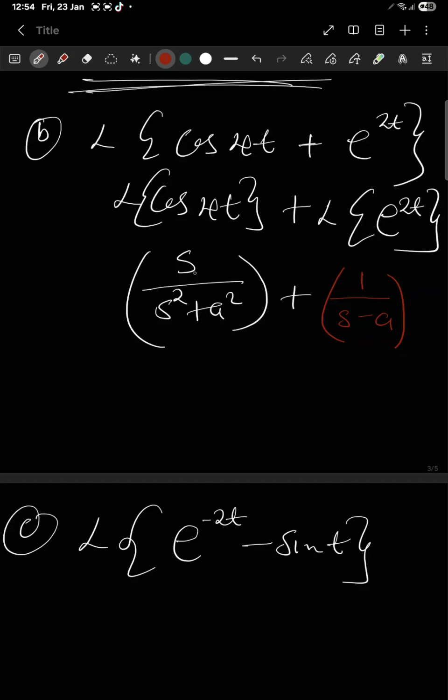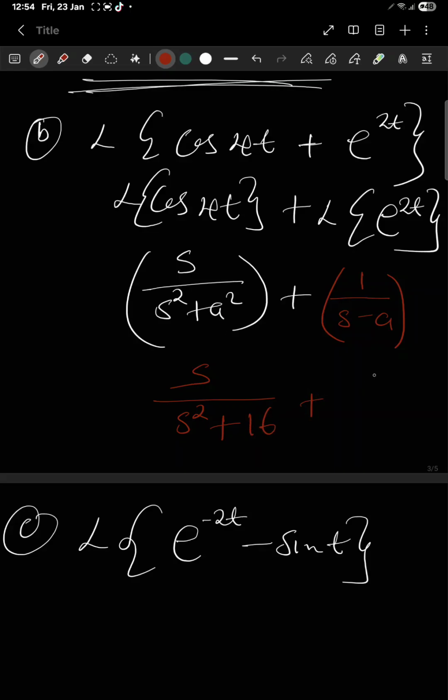So what is s? S in this case is never replaced, so you just leave it the way it is. That is s, then over s squared plus a squared. Our a in this case is 4. So if you say 4 squared, you get 16.